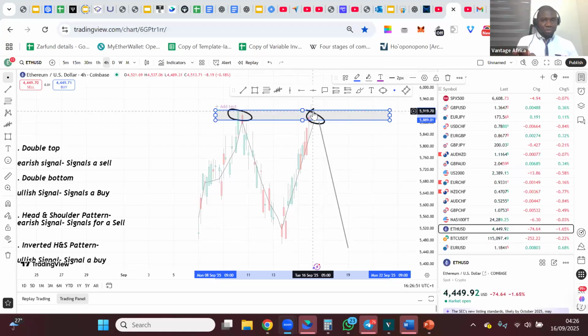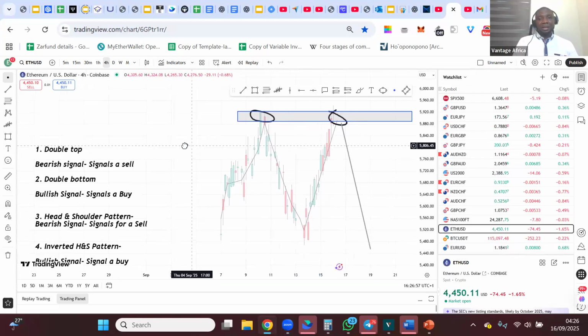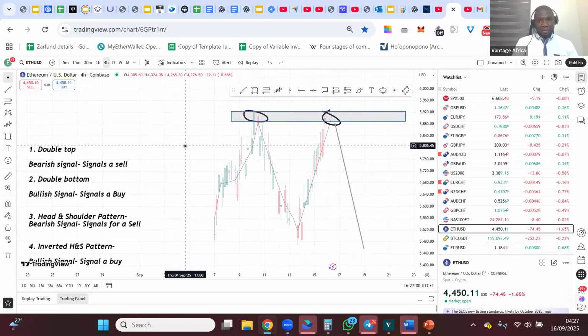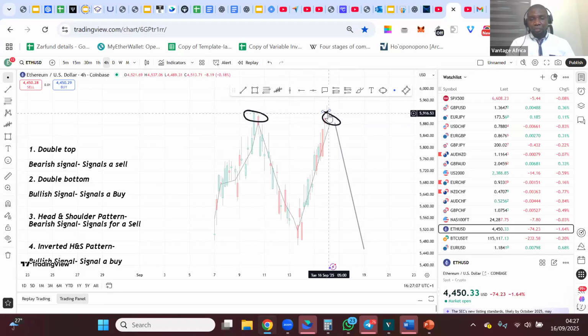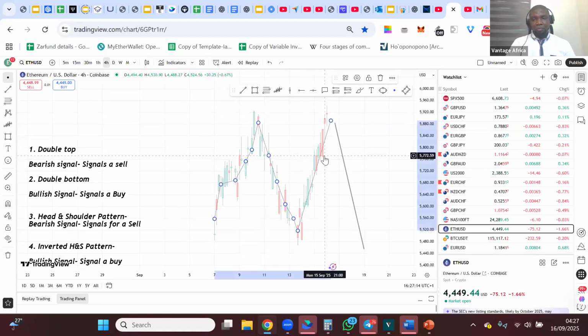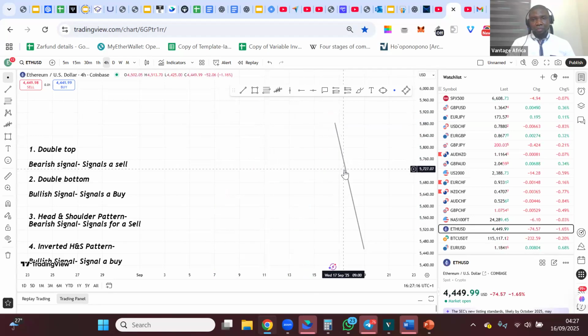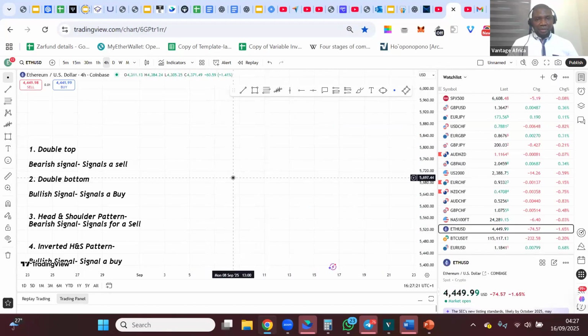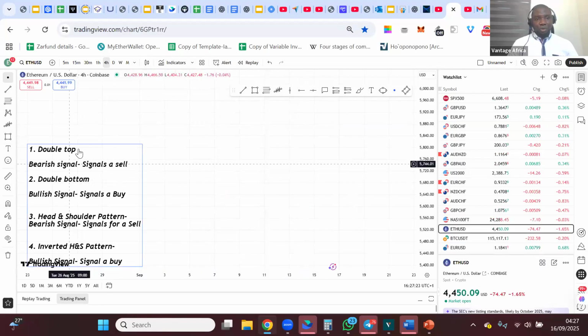This is how this works. This is what we call a double top. That's the reason why I say it's a sell signal. You said it's a bearish signal. A bearish signal means it's a signal to sell. This is why it's a signal to sell. Okay, so let's look at the buy side of things. Now, that's for the double top.